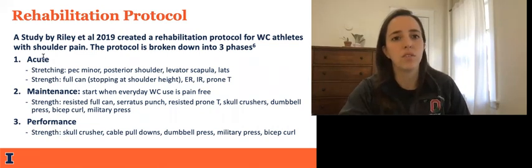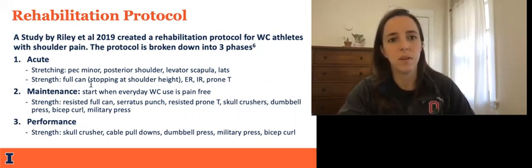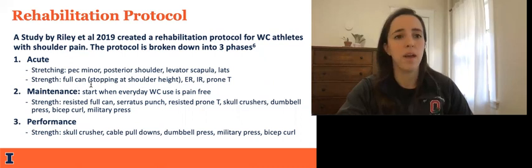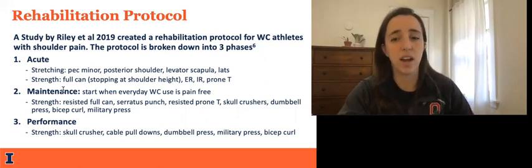So in the acute phase, there's lots of stretching and then strength exercises in neutral sort of positions. You're getting a lot of internal, external rotation, prone tees, things that are pretty easy that aren't going to be painful for the shoulder. And then you move on to the maintenance phase when everyday wheelchair use is pain-free. I think that the jump from acute to maintenance in these athletes is kind of hard.